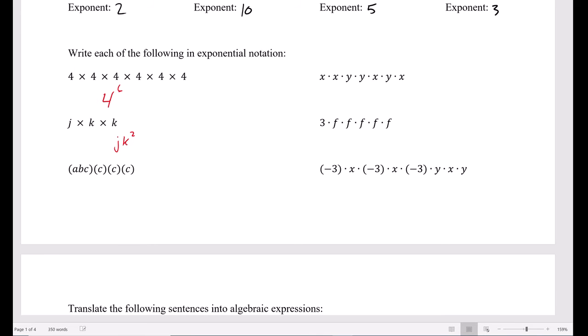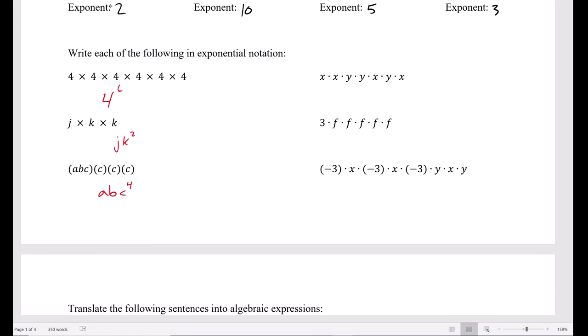The next one, we have abc times c times c times c. So there are 1 a, 1 b, and then 1, 2, 3, 4 c's being multiplied together. So I can write it like that. Or if you wanted to, you could also put parentheses just around the ab, and then make c to the fourth its own thing as well. But I usually just write it the way that I have it there.